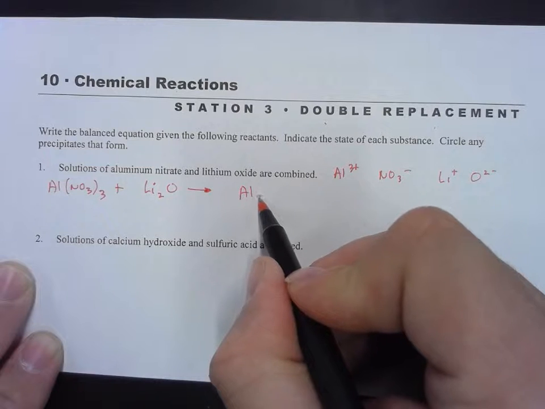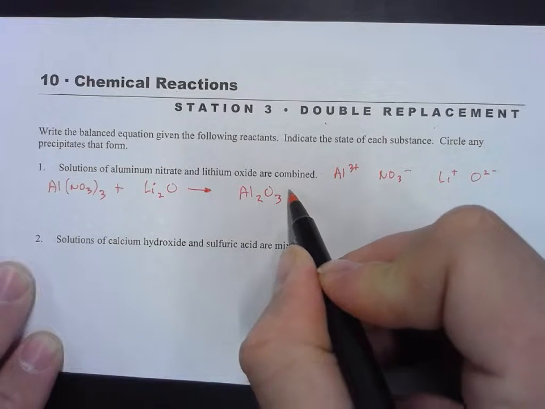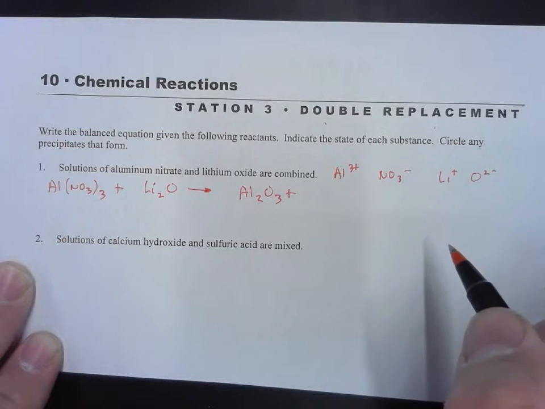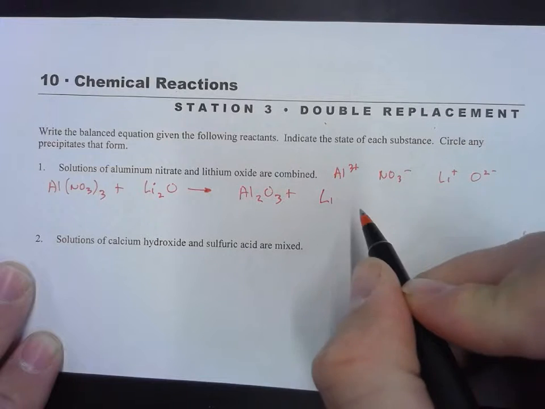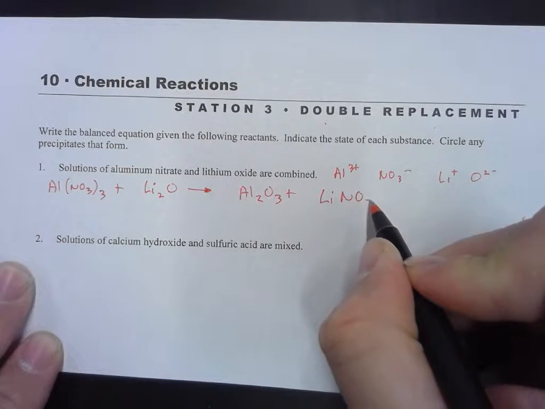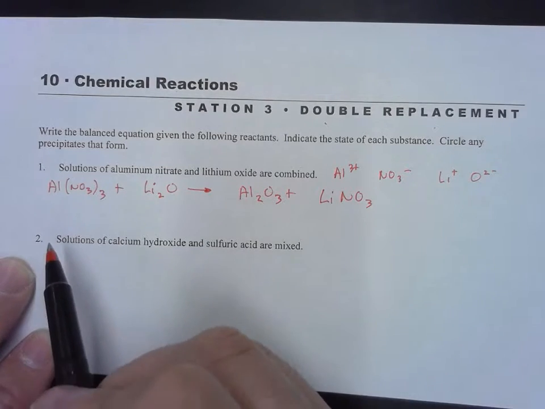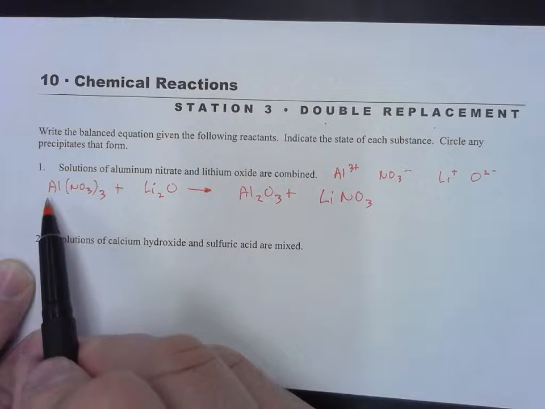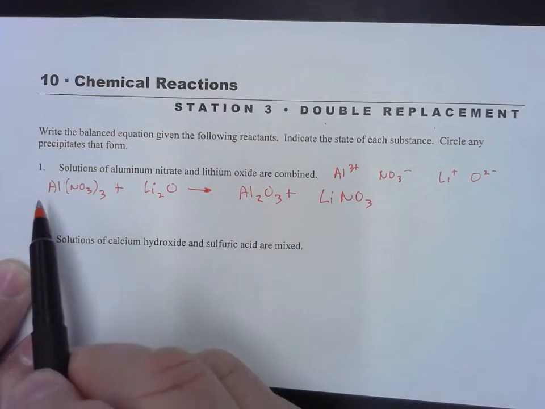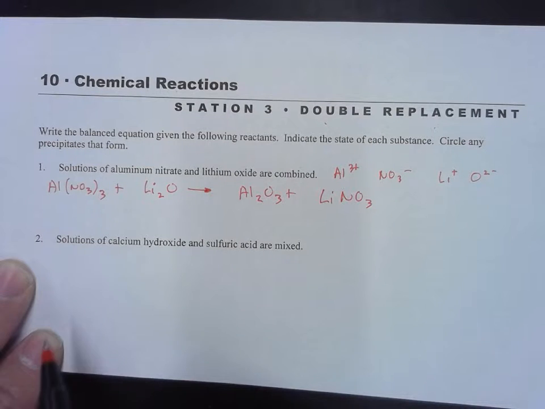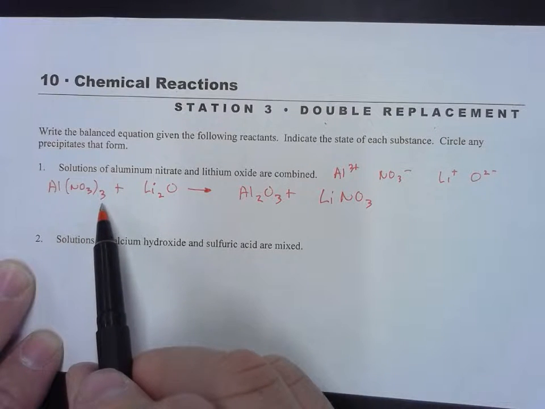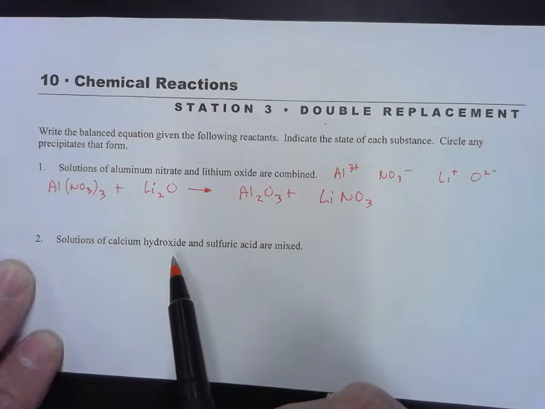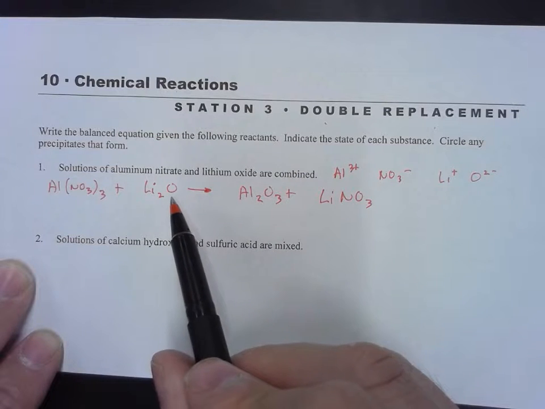So Al2O3 plus lithium nitrate, +1, -1. So LiNO3. Now let's go ahead and balance, and then we'll talk about the states here in a second. Let's balance them first. We've got 2 aluminums here, 1 here, and 2 there. We've got 3 nitrates here, and 1 there. And we've got 2 lithiums there, and 1 there, and 1 oxide, and 3.